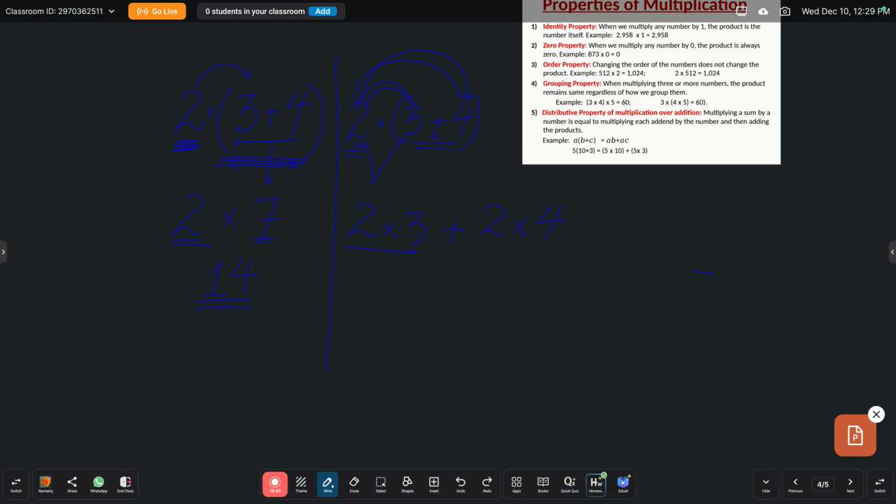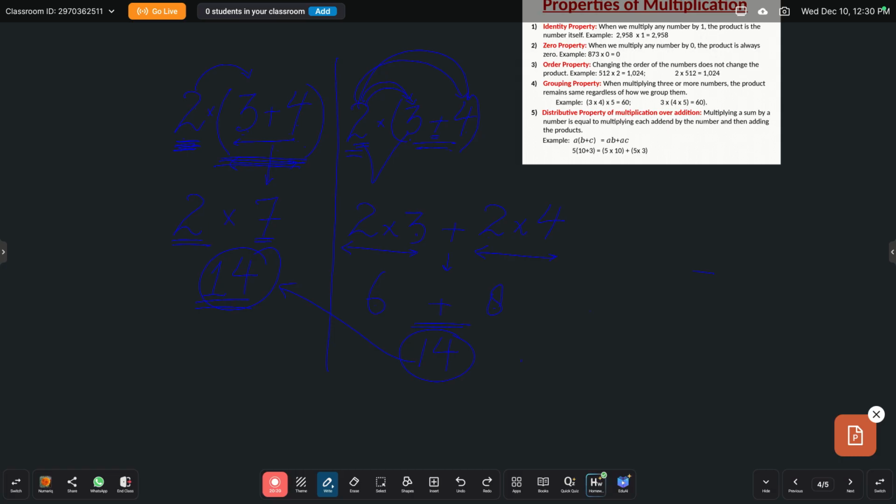Now I will find the products first. What is 3 into 2 equal to? It's equal to 6. Keeping this plus sign here, what is 2 into 4 equal to? It is equal to 8. Now I will add these two numbers. What is 6 plus 8? It is equal to 14. So in both the cases, I got the same answer.